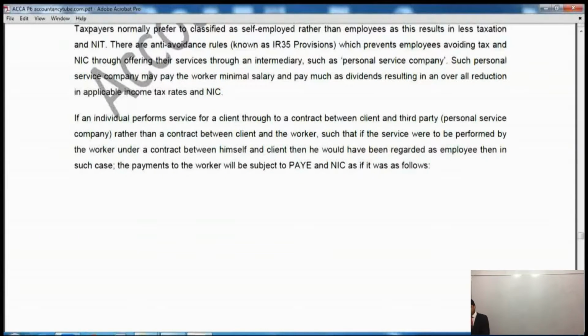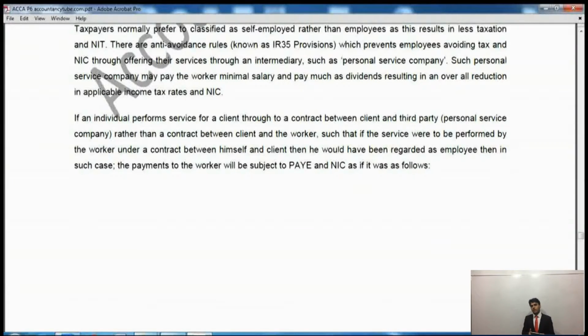Now, such a service company may pay the worker minimum salary and pay as much as dividend, resulting in overall reduction in applicable income tax rates and NICs. I hope you would appreciate that when someone is trying to put a company in between, he will eventually have to withdraw the money out of it, isn't it? Instead of dealing directly with the client and getting paid in the shape of salary, they put a made-up company in between, which is called a personal service company. The client will pay the company, but eventually the service provider will have to withdraw the money from the company, isn't it?